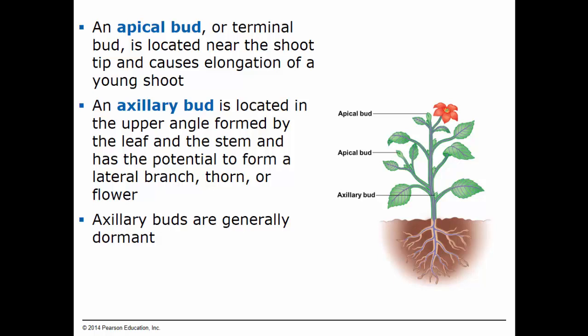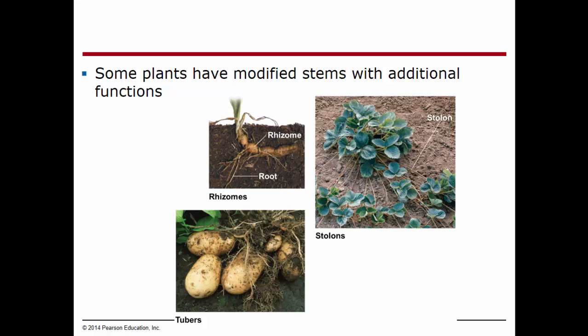So anywhere there's a junction between a leaf and a stem, these have the ability to form a lateral branch or even a thorn or a flower depending upon the plant species. Often these axillary buds are dormant. But one way to stimulate their growth and their branching off to the side is to trim the apical bud. So horticulturists and gardeners have a lot of fun with pruning plants and tricking them to grow in various different ways.